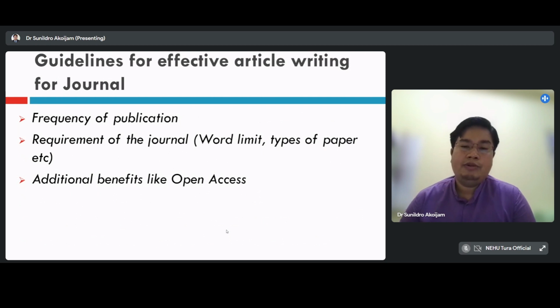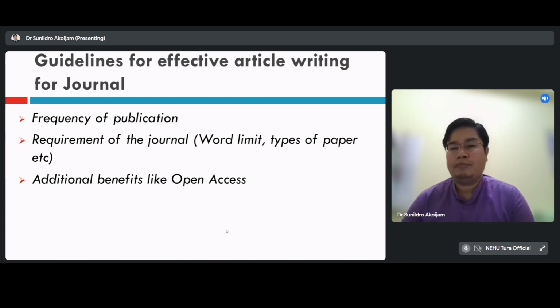When you are ready with the paper, when you start searching for a journal, you also try to compare how your paper has shaped up against the requirements of the journal. For example, let's say that your paper has come to a word limit of 10,000. Then you have to look for a journal which accepts a word limit of up to 10,000.